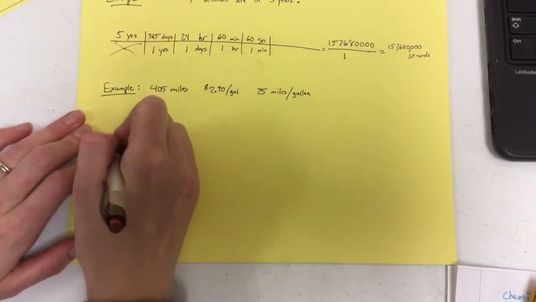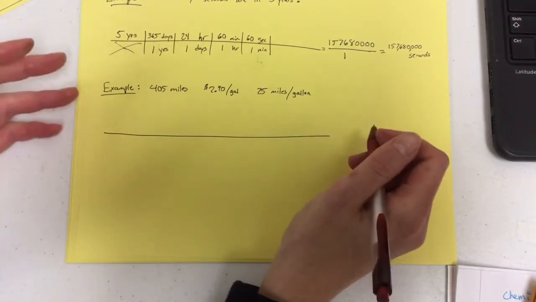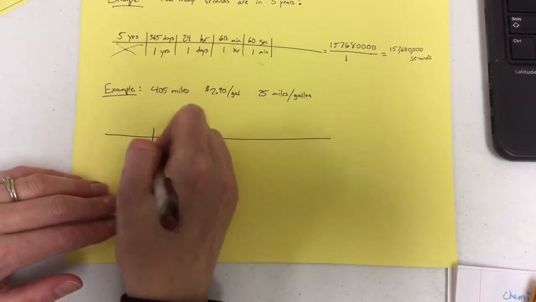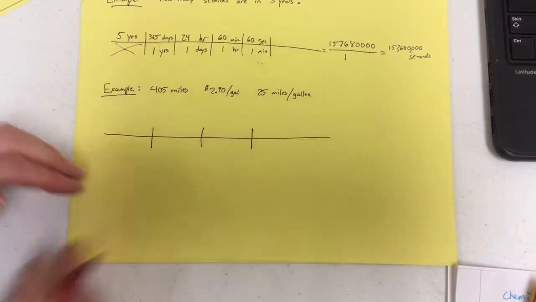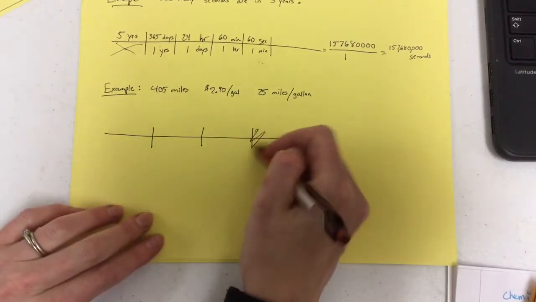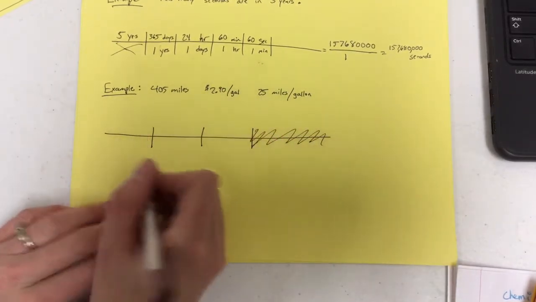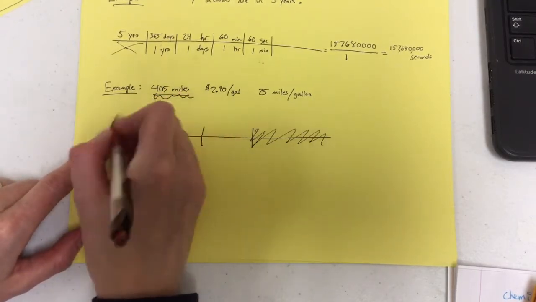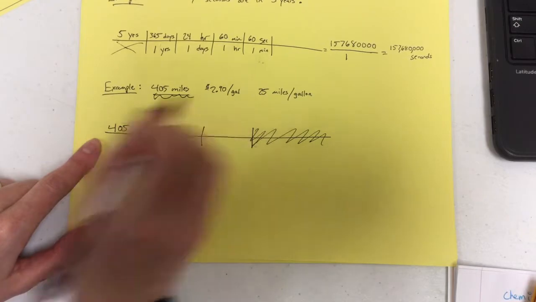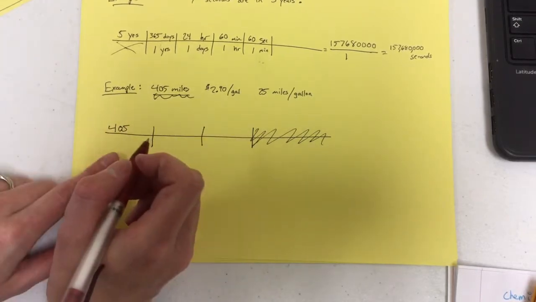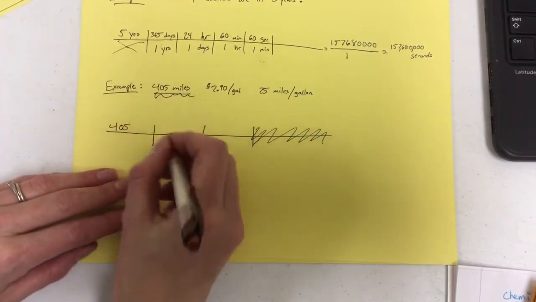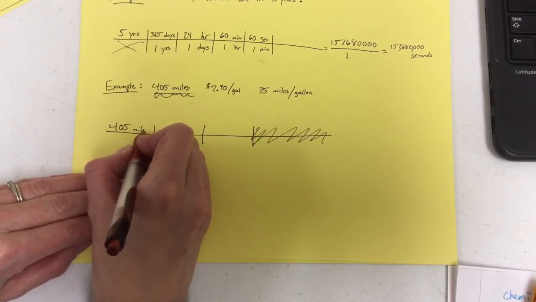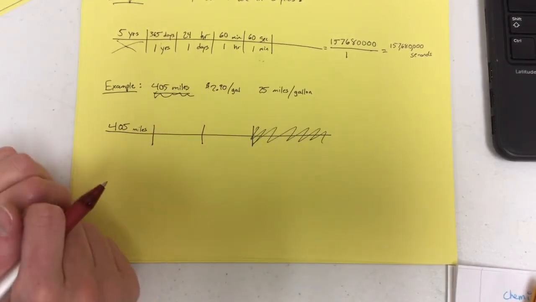Okay, this is a good one. So we want to know what the cost is, so we got to go from miles to dollars. Actually, I don't think I need all of those. I've only got 2 conversion factors. So this is my given right here, 405 miles, so it's going to go in the top spot in the front. There we go. Okay, so I got 405 miles.